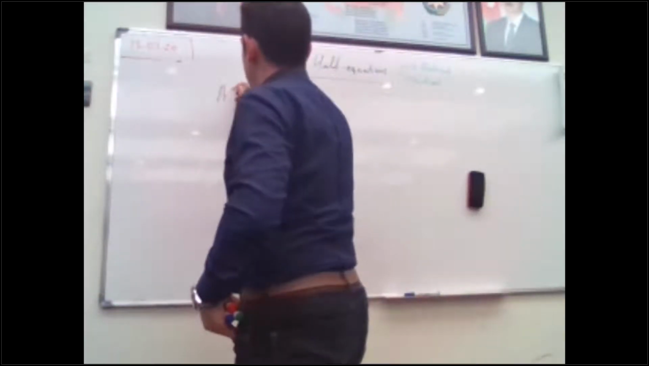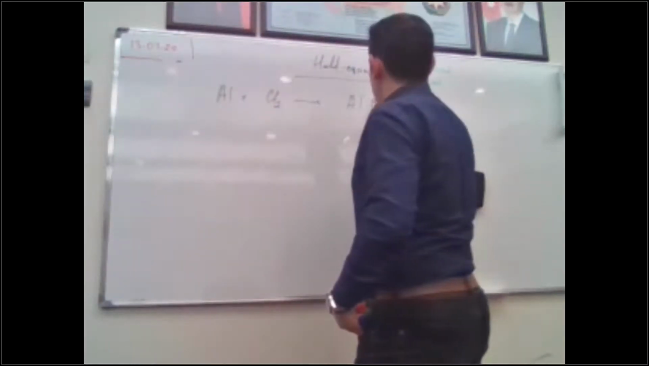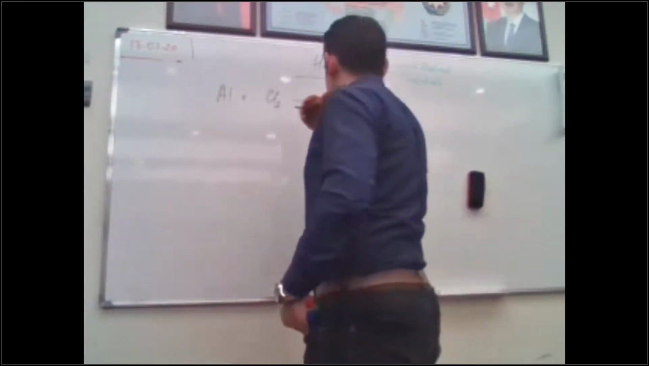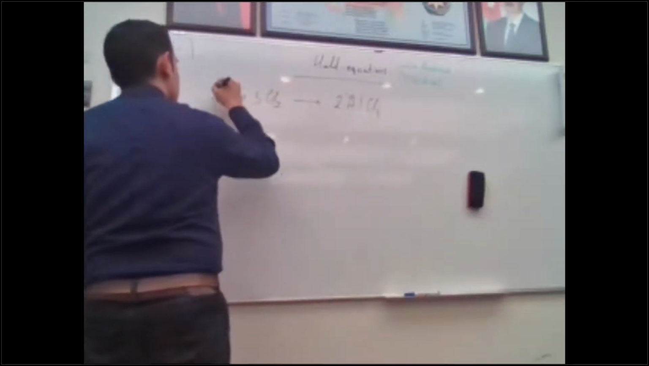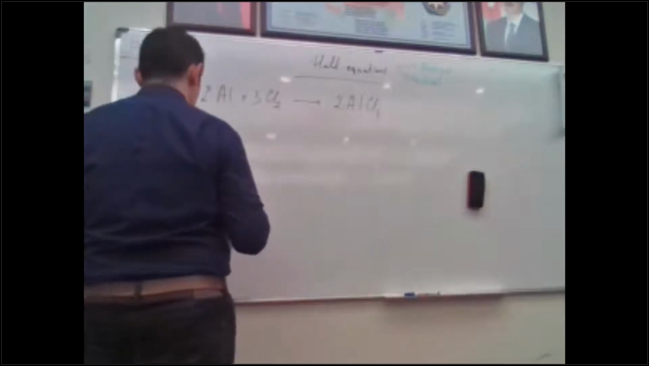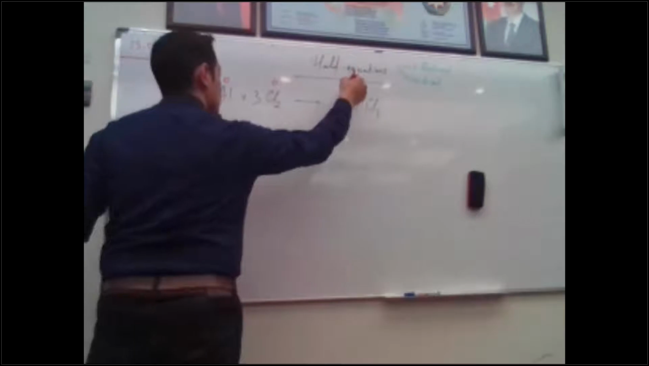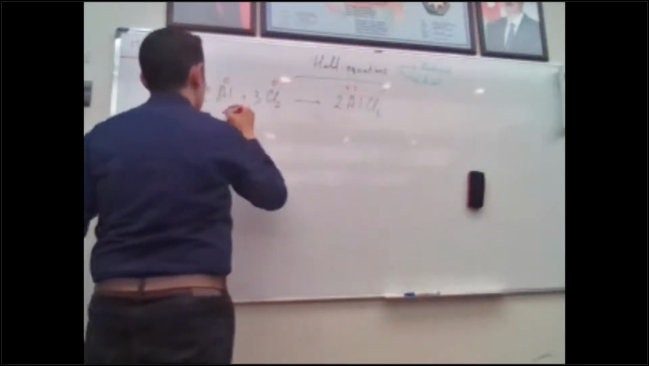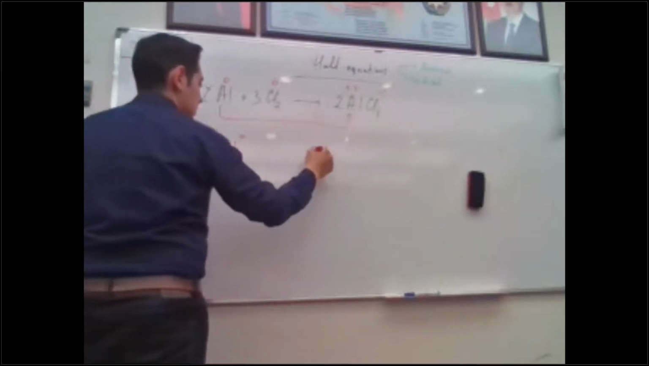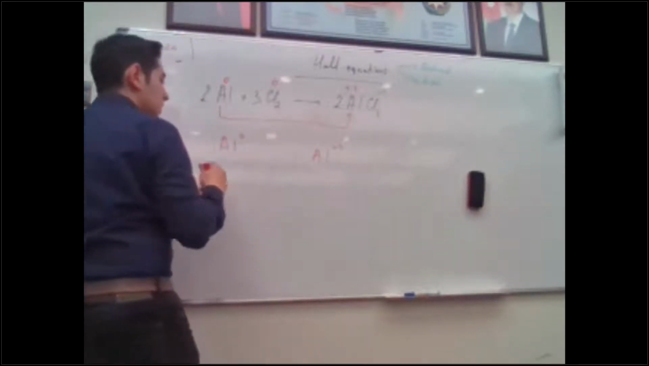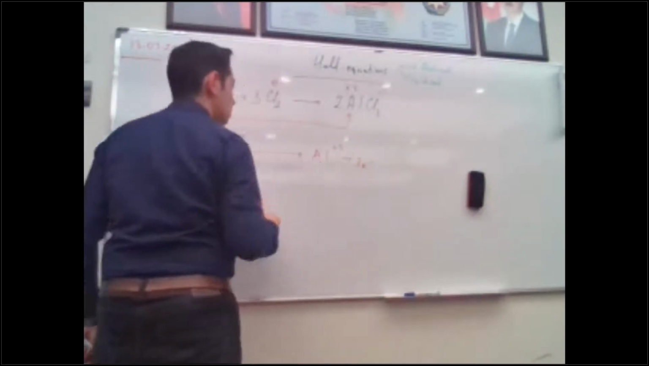Aluminium plus chlorine molecule makes aluminium chloride. So if I balance here, 2 here, 3 here, 2 here. What happens to aluminium? Charge. Aluminium goes from 0 to +3. What happens to the aluminium? 0 to +3, the charge increases, so I have to show oxidation, with 3 electrons.